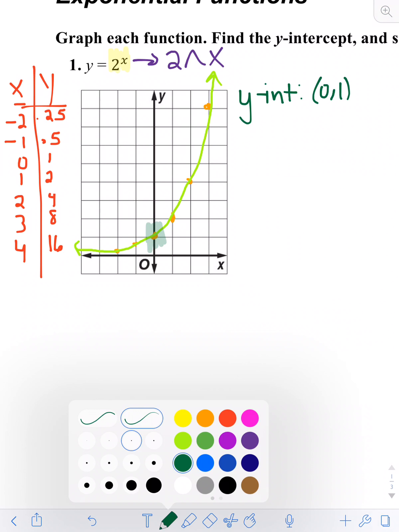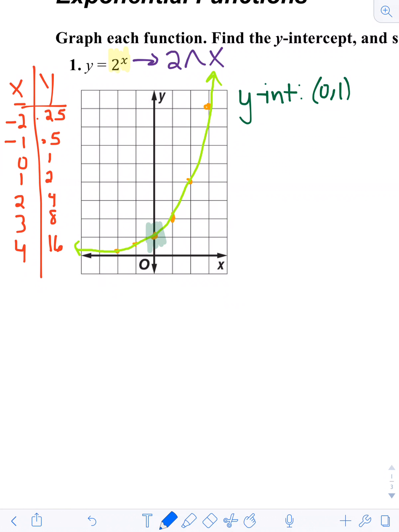Okay, next thing that I need to look for is the domain. So I'm going to put D for domain. Your domain are your x values. If you notice, your arrow is going all the way up and all the way over in both directions. So my x is every single number that you can think of. So I'm going to put all real numbers. Remember, it's that funny looking R.